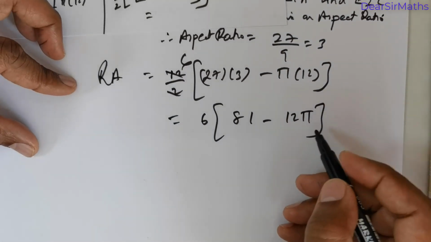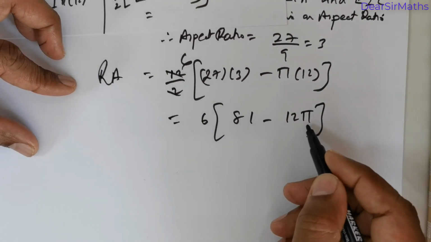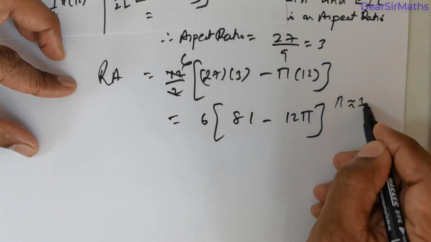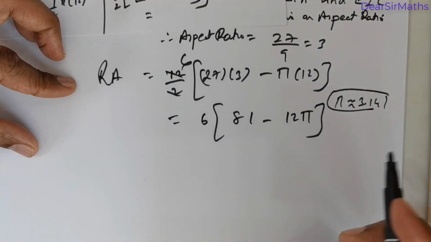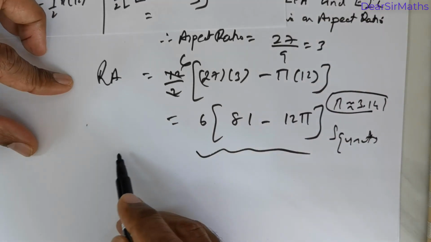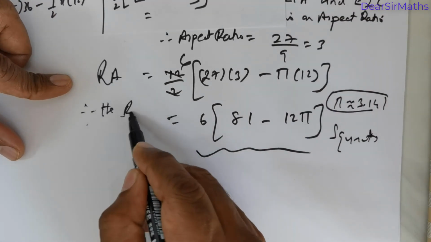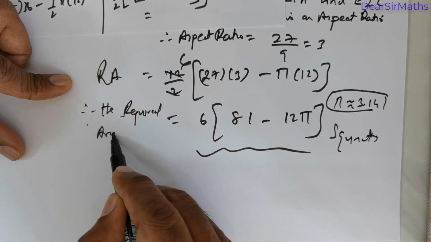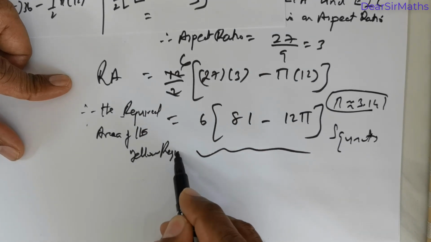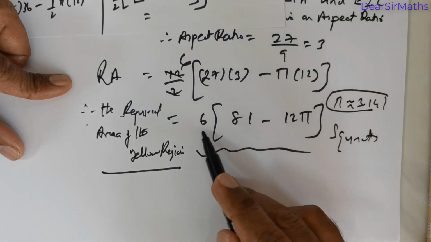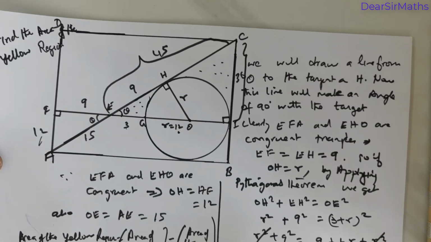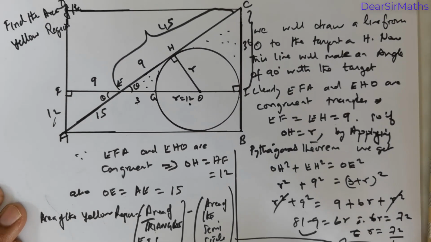So this is the solution. Now what you can do is you can take the value of pi as 3.14 and get the value. But I am okay with this. So this would be the required area of the yellow region. So therefore the required area of the yellow region, right, is this. Thank you everybody. This is a beautiful question and enjoy your day.